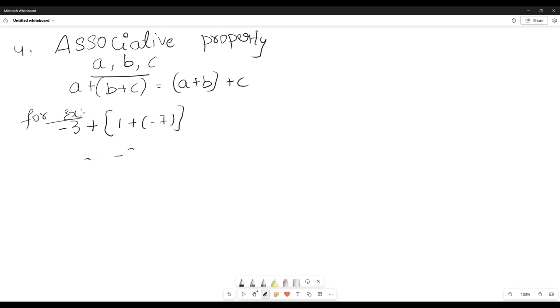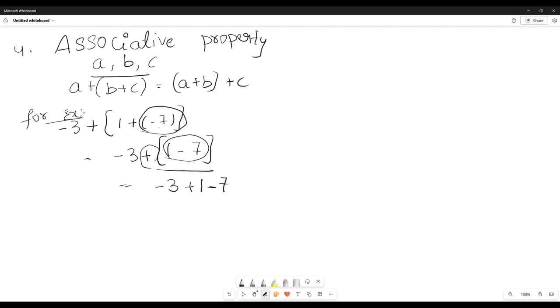-3 as it is. First, we have to remove the brackets. So first we have to remove the inner brackets. 1 plus into minus, we get -1, -7. Then we have to remove the outer brackets. -3. Let us multiply plus with these two numbers. Plus into 1 is +1 and plus into minus we get -7.